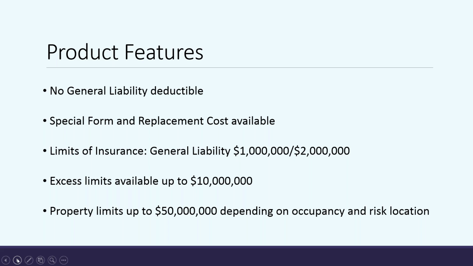And then property limits are going to vary by carrier. Each carrier's got their capacity and where we can go. But I can consider things up to $50 million, depending, again, on where it's located, the condition of the building, the age of the building, the occupancies, things like that will be taken into consideration. So definitely if you have any questions or things like that, feel free to reach out to me. I'm always happy to discuss the risk before you put a whole submission together, because I don't want to waste your time, because I know it's valuable.